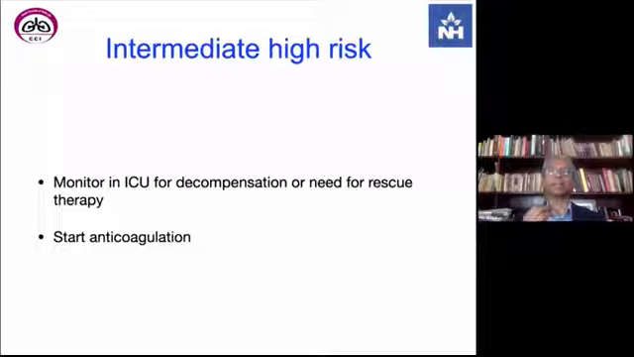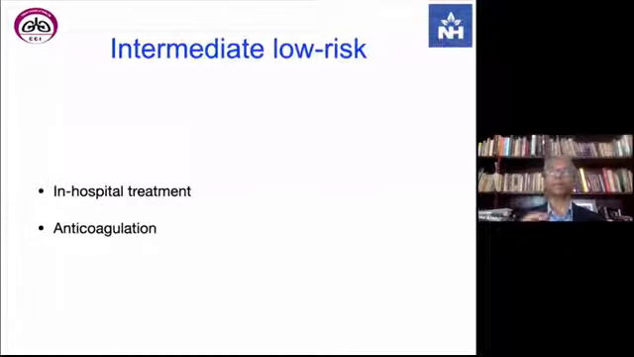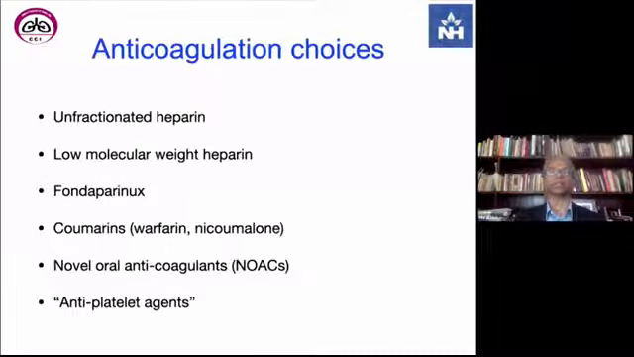If a person has intermediate high risk, you monitor in the ICU for decompensation and see whether you need to give them rescue therapy. Then you start on anticoagulation. If they have intermediate low risk, you give them in-hospital treatment, but only with anticoagulation. You don't need to consider thrombolysis.